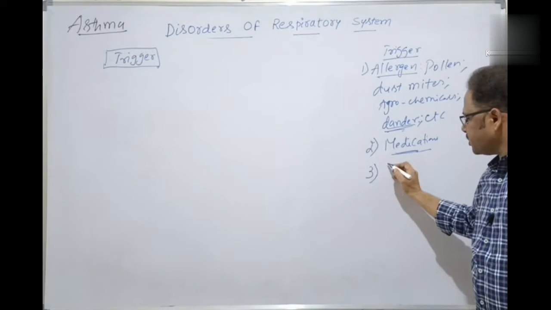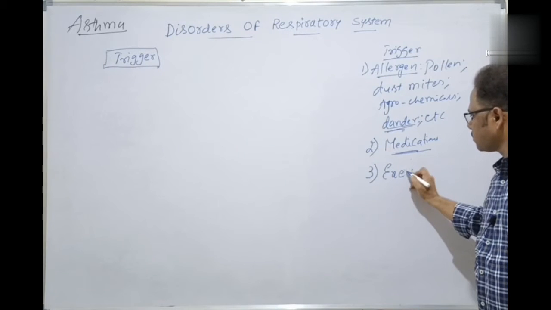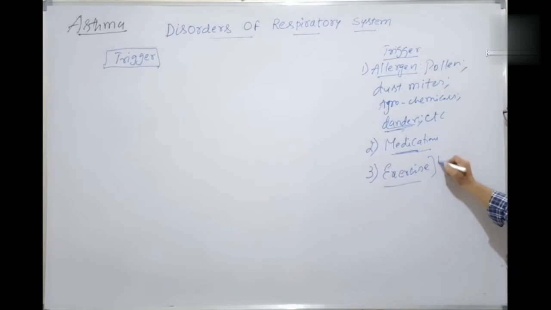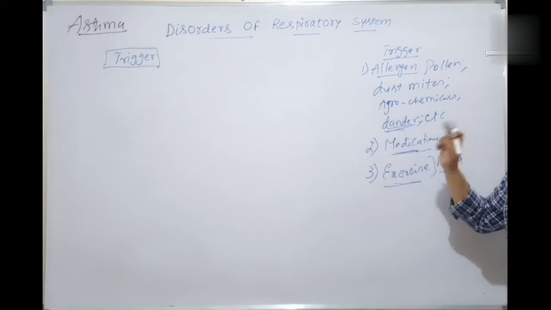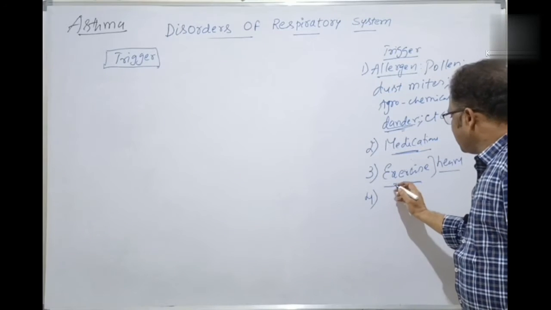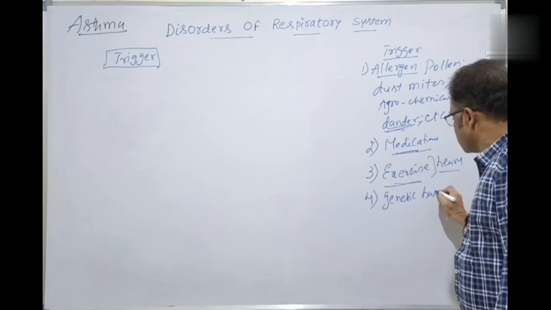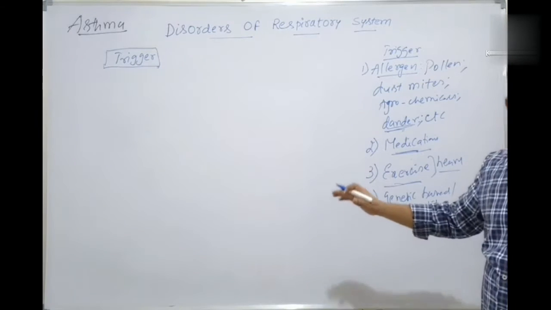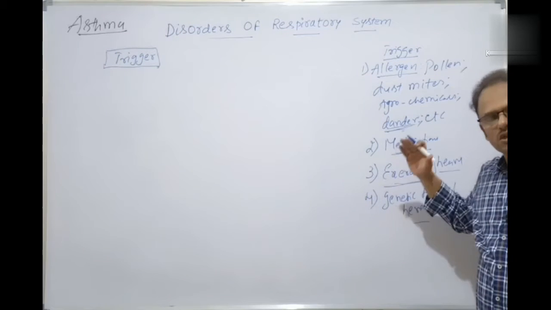Next one is exercise. Exercise means very strenuous exercise, that is heavy exercise, not ordinary exercise. By the athletes, it may cause asthma. That is also maybe acting as a trigger mechanism. Next one may be in the form of anything, even genetic based. Genetic based asthmas are there, or hereditary. If the parents are having asthma, their children may be having it, or grandparents, their grandchildren may be having it. So it is also a gene based disease.